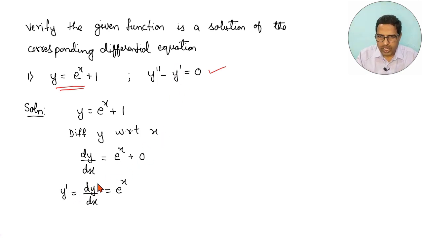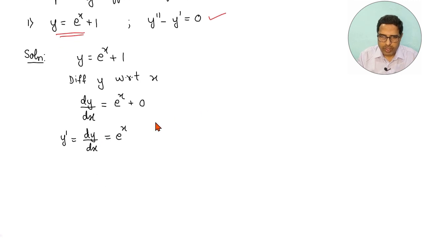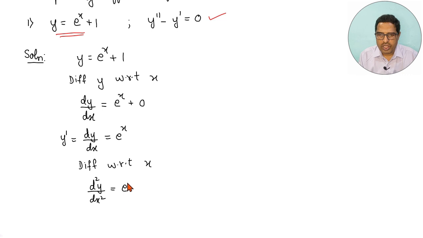Let us even get y double dash. For that we need to differentiate this again with respect to x. So the derivative of dy by dx is d square y by dx square, which equals, differentiation of e power of x will be e power of x itself. D square y by dx square can be written as y double dash. So let us substitute this y dash and y double dash in the given differential equation.